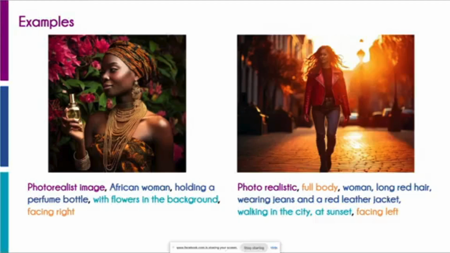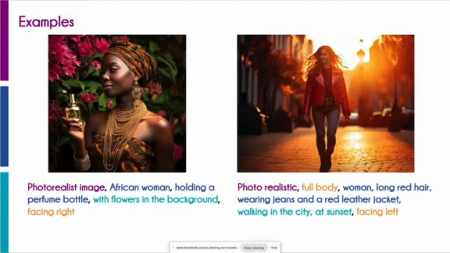The next thing was the subject. So here I'm stating I'm looking for an African woman holding a perfume bottle, right? And then the environment is with flowers in the background, and then the composition is facing right. Okay, so you can see here that I've just color coded them. You don't have to have everything. They don't always have to be all together.